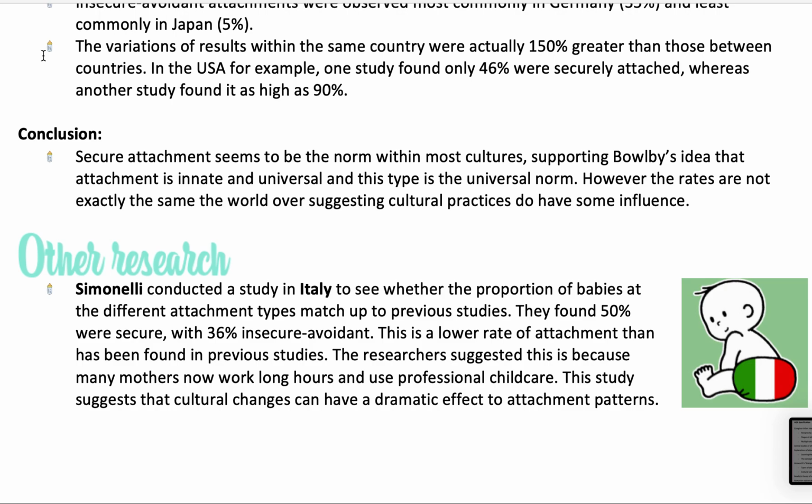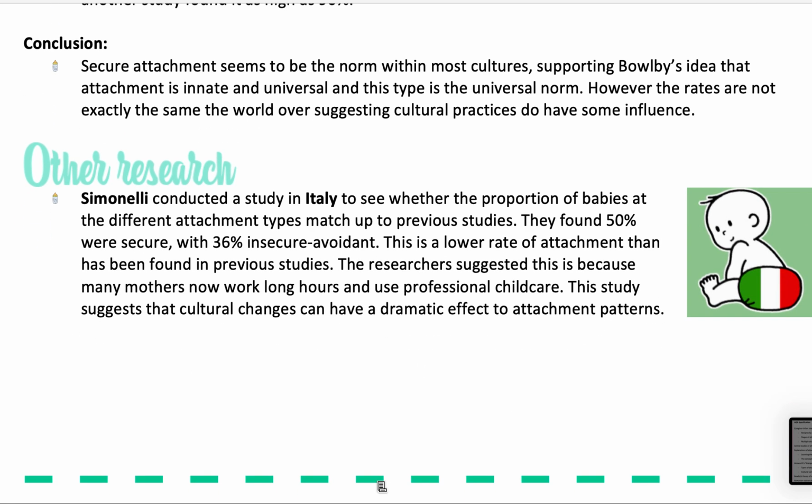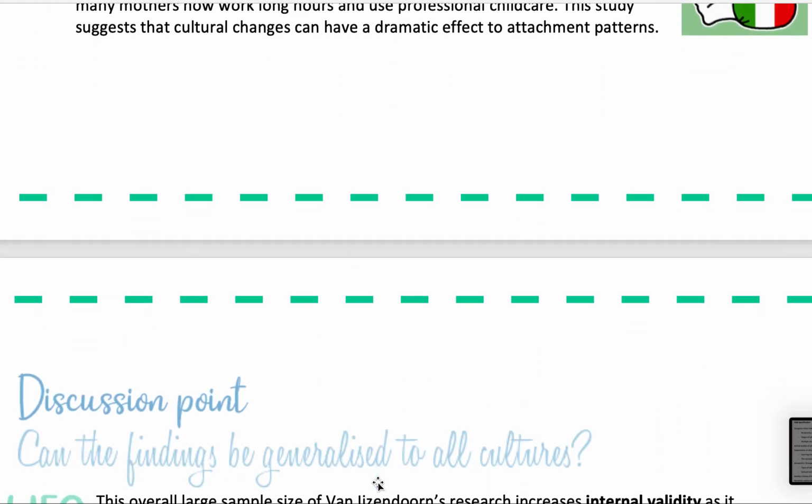And Simonelli said that it's changed over time. So in Italy, they found that the specific rate of secure attachment had decreased, and then they were arguing that that was because women were now working longer hours and they were putting their children into daycare, and that was having detrimental effects on their attachment, so they were less likely to be secure. So changes over time were showing that there was a negative impact on the attachment styles that children have.